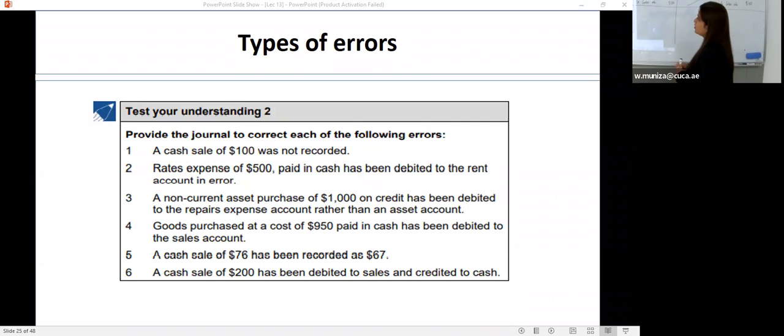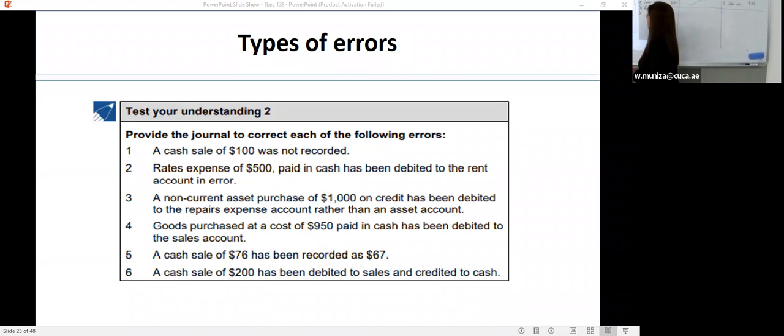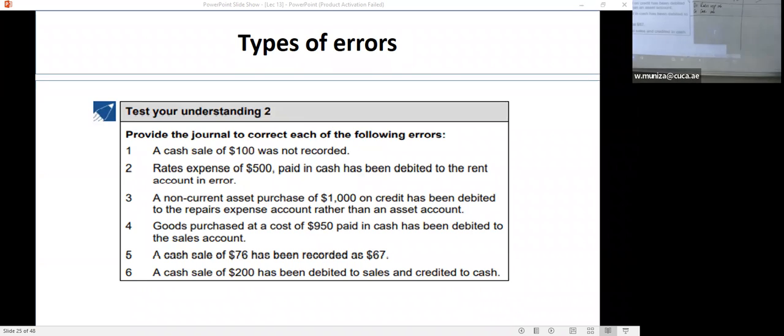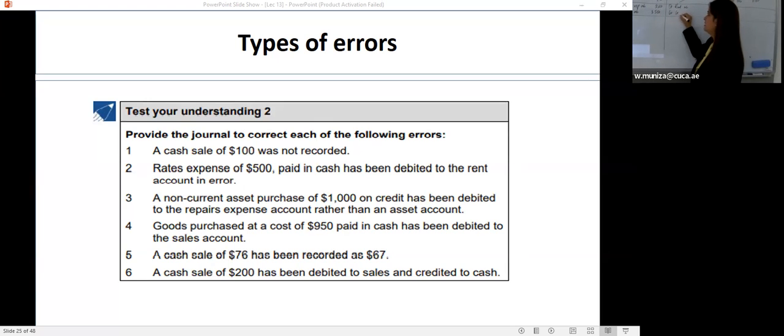So what should have been the correct accounting entry? Debit should have been rates expense account, and credit would have been cash account with an amount of $500. But what we have done, instead of debiting rates, we have debited rent account and credit cash.